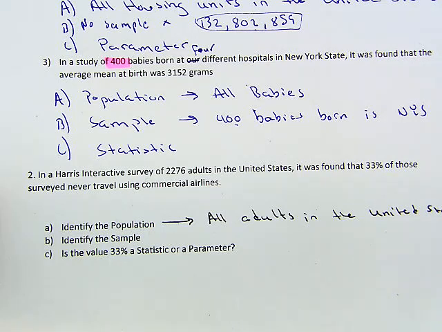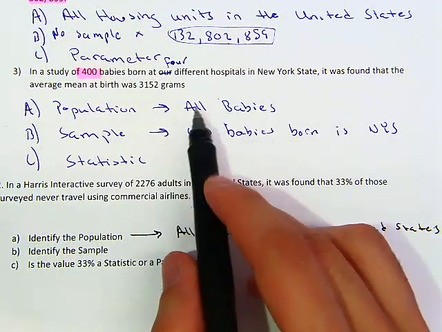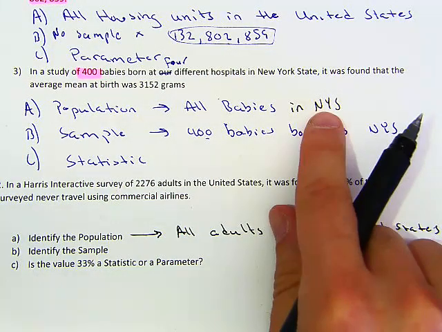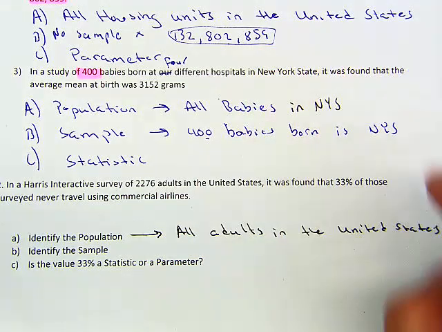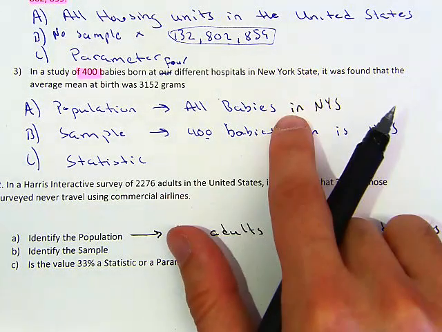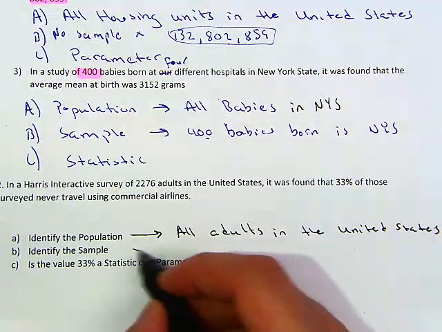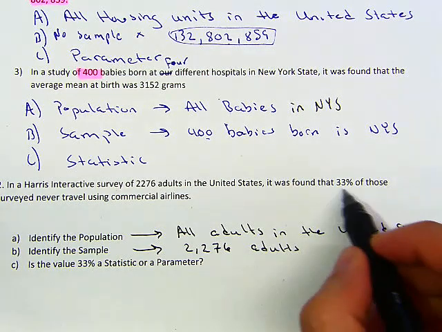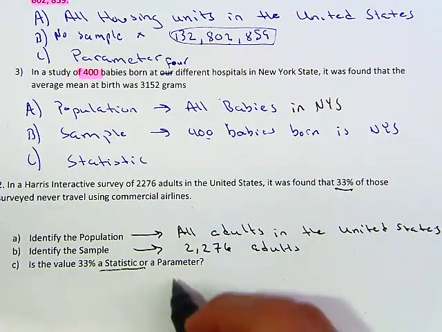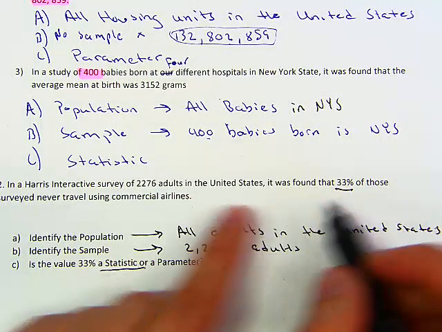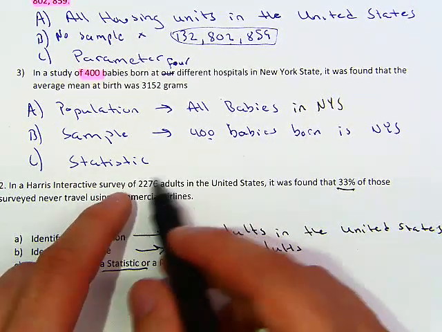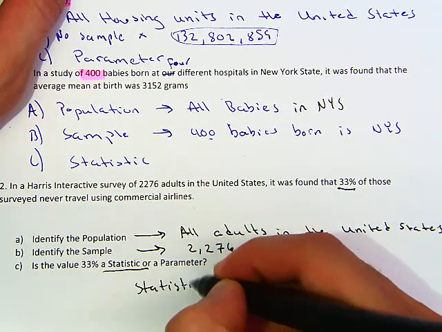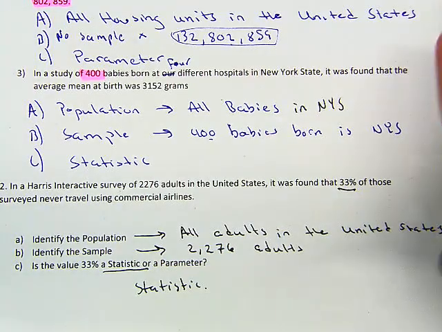Okay? And actually now, to come to think of it, for the previous problem I would say the population would be all babies in New York State. That makes more sense because we're talking about a specific region. And this is the United States and this is New York State. For the sample, it would be 2,276 adults, and this 33% will be a statistic because it's talking about the 33% of these 2,276 adults within the survey. So here we have a statistic. Okay. All right, let's go to the next part.